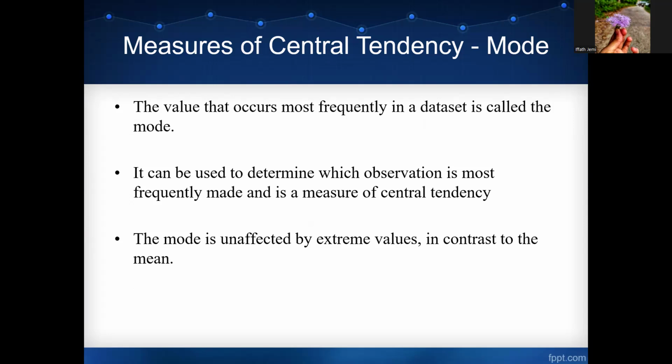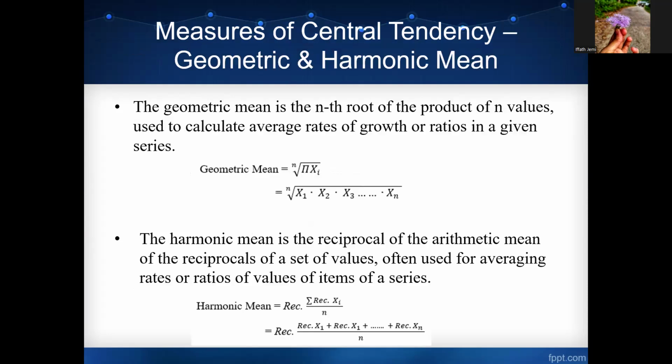There are certain limitations of mode as well. For example, it's not amenable to algebraic treatment and sometimes remains indeterminate when we have two or more modal values in a series. It's considered unsuitable in cases where we want to give relative importance to items under consideration. There are also less common measures like geometric and harmonic mean.